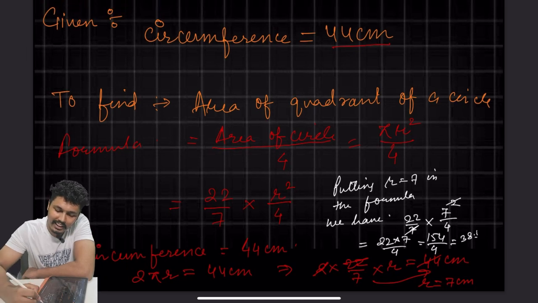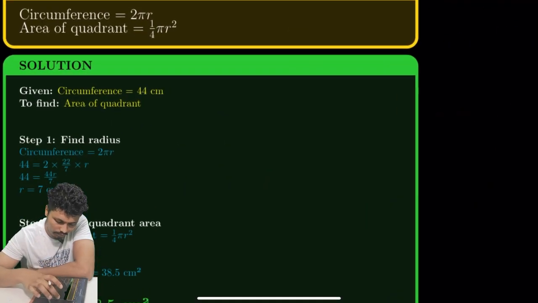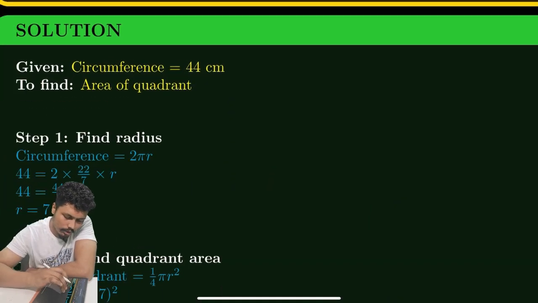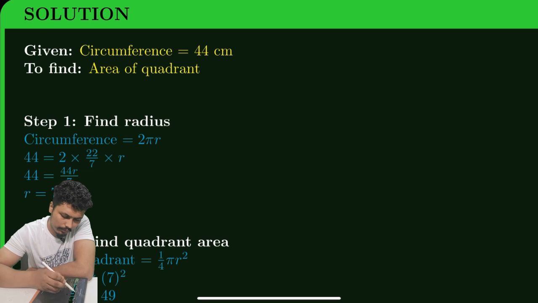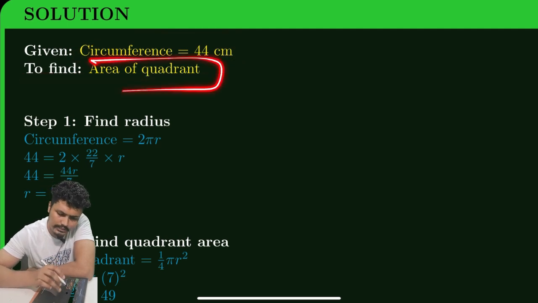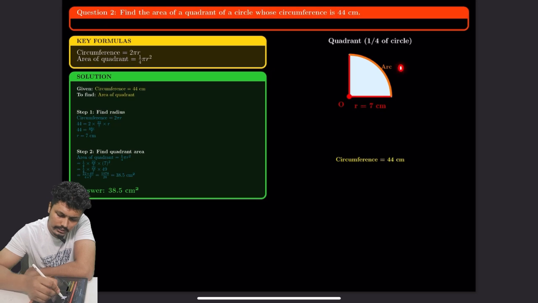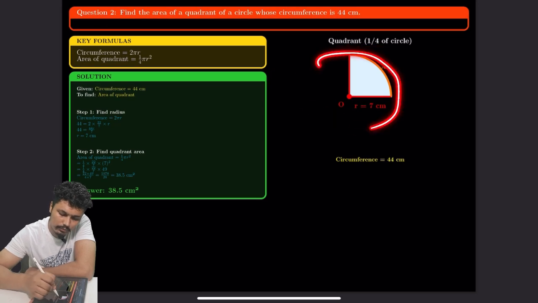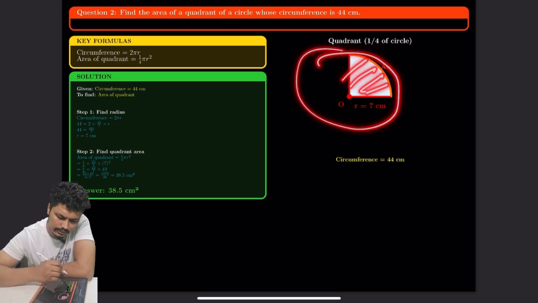Did you understand? I hope you understood. I'm doing the calculation roughly. If you don't understand, don't worry, I'll explain it again. Look properly. What is given? Circumference, 44 centimeter. Now what do we need to find out? Area of a quadrant. Quadrant means this part of the circle.